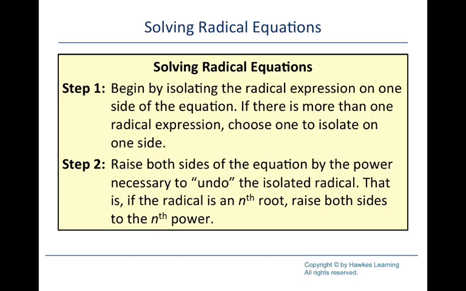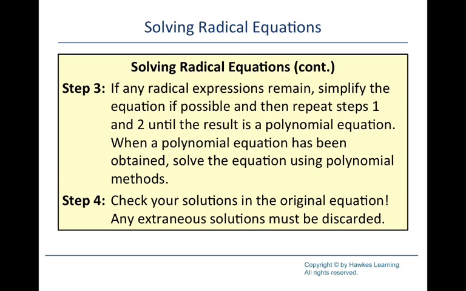So when you're solving radical equations, you first isolate the radical expression on one side of the equation, and then you raise both sides of the equation by the power necessary to undo the radical. In other words, if it's a square root, you're going to square both sides. If it's a cube root, you're going to cube both sides. If it's a fourth root, you'll raise both sides to the fourth power. Whatever it takes to make that side under the radical not be under a radical anymore. And then you'll simplify and just solve. Sometimes you have to do that twice in an equation. We'll probably have a few of those examples.